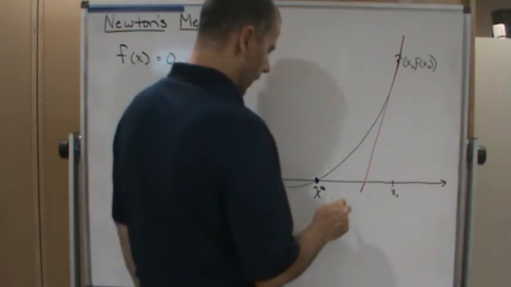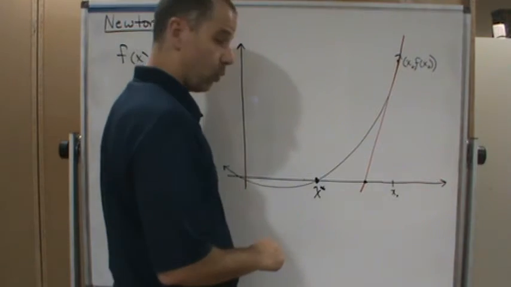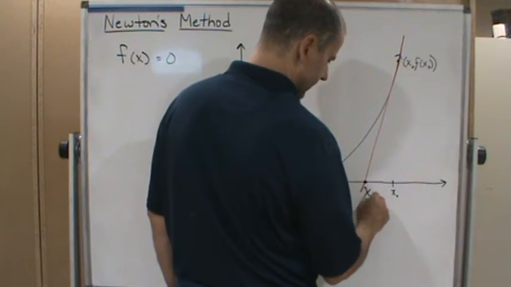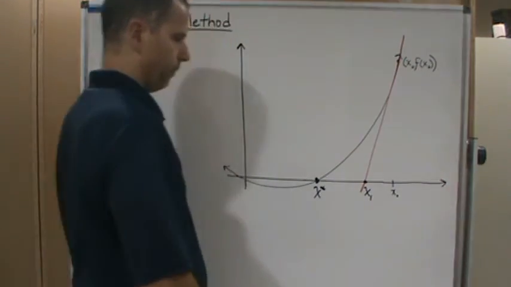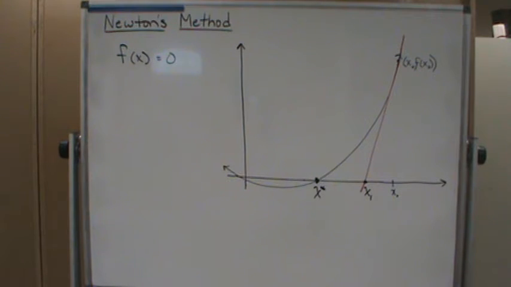Now, here it intersects at this point. So guess what? We're now going to use this as our next guess. We'll call it x1. So it's going to intersect at some point, x1 comma 0. And we're going to let that be the next approximation.